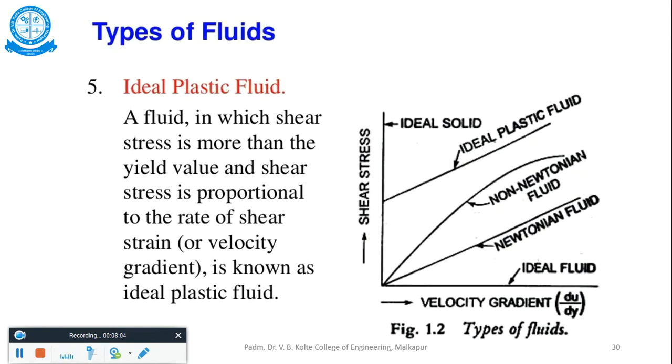Now in this slide there will be a graph of the fluid types. The graph is shown between velocity gradient and shear stress. So an ideal solid is simply a straight line on the y-axis. Ideal plastic will be the inclined one. Non-Newtonian fluid will be a curve type. Newtonian fluid is again an inclined line, and ideal fluid will be the line on the x-axis.